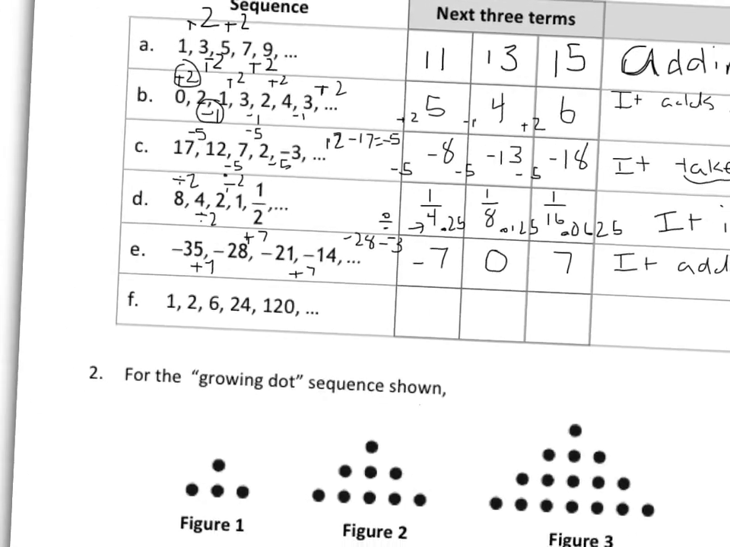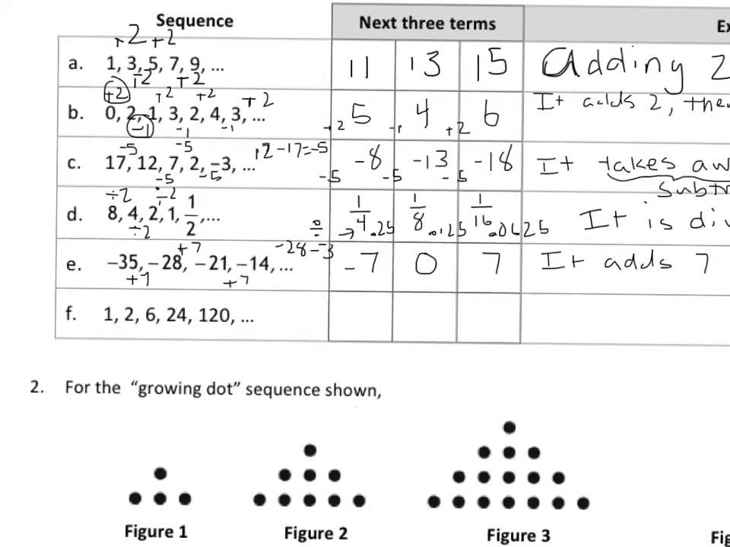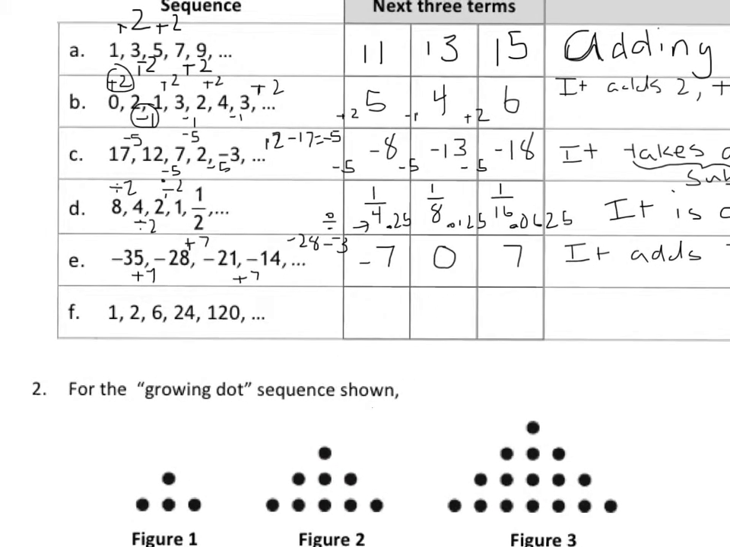Okay, last pattern here. 1, then 2, then 6, then 24, then 120. This is a particularly nasty one, I think. It's kind of a weird multiplication pattern. So 1 times 2 gives me 2, and 2 times 3 gives me 6, and 6 times 4 gives me 24, and 24 times 5 gives me 120. And so when you're looking at that one, that's pretty darn difficult to figure out.